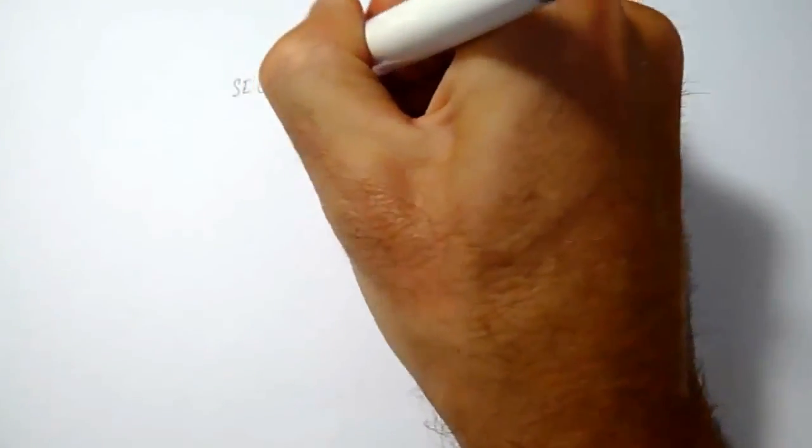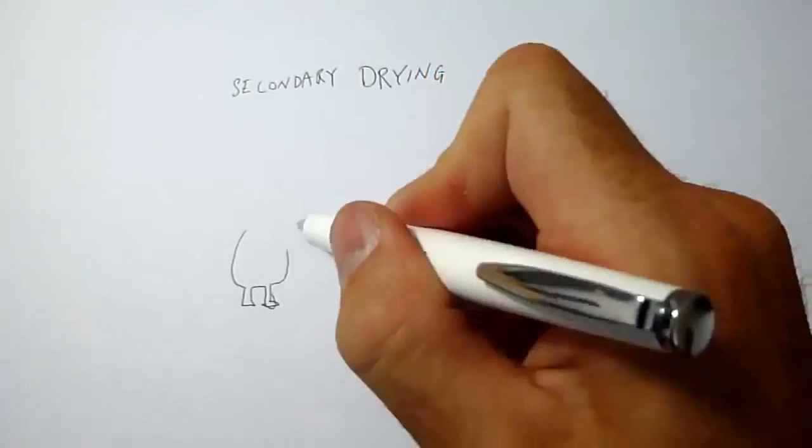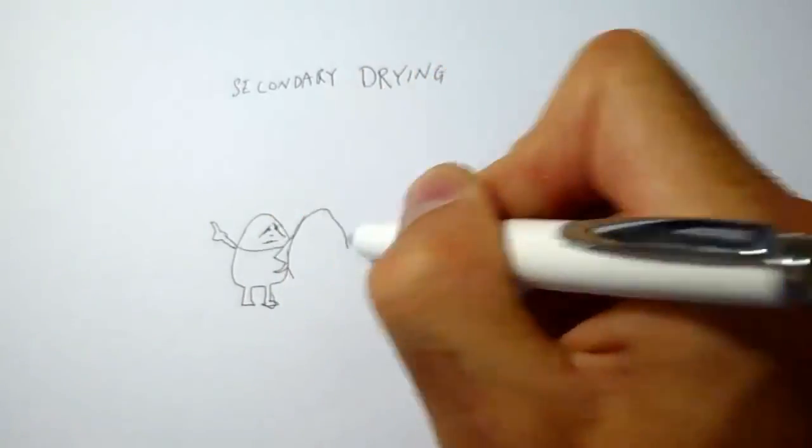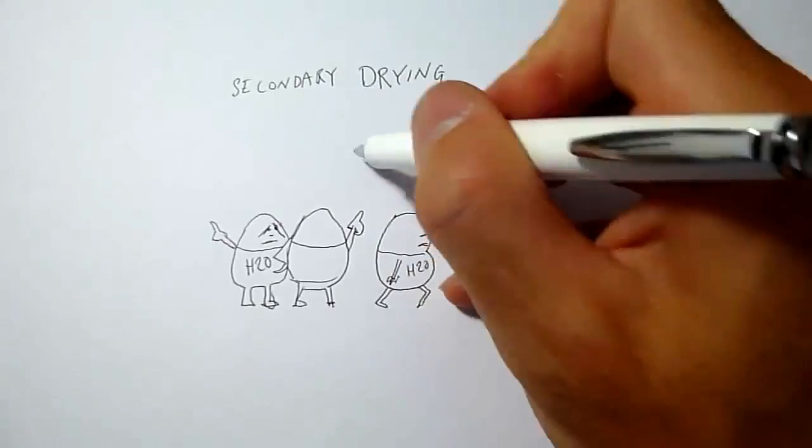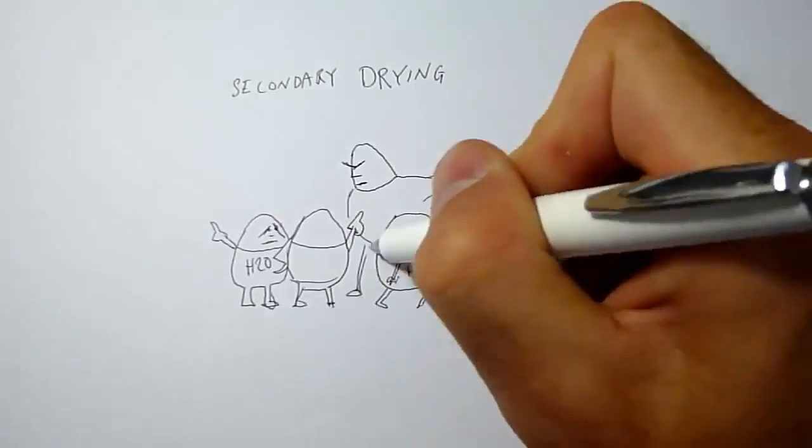Secondary drying. During this phase, there is a final attempt to remove remaining water molecules, since all the ice should have been removed in the primary phase. Pressure is usually further reduced and the temperature increased.